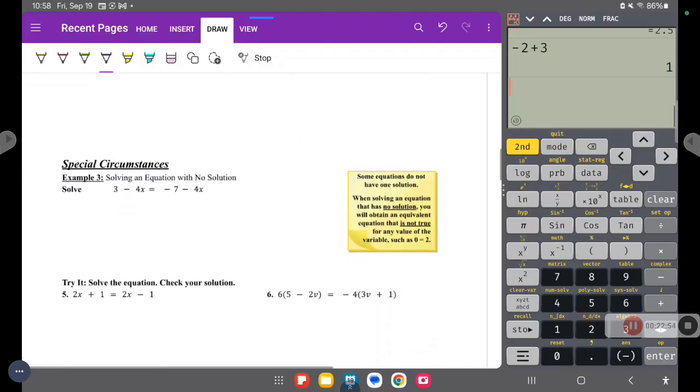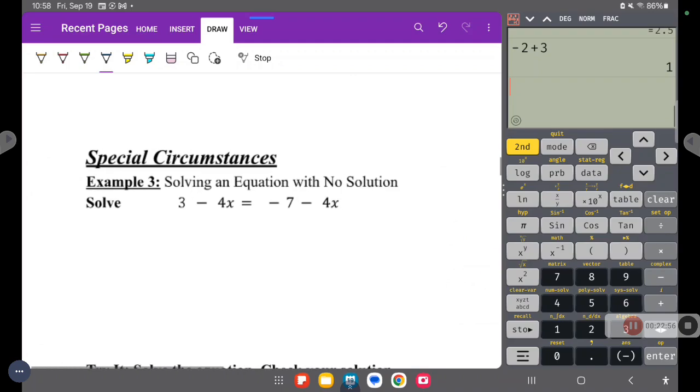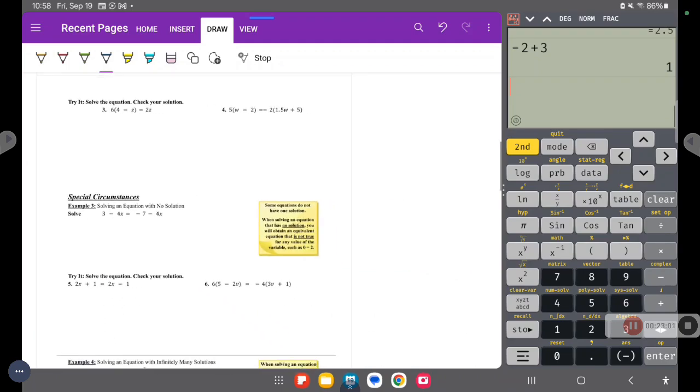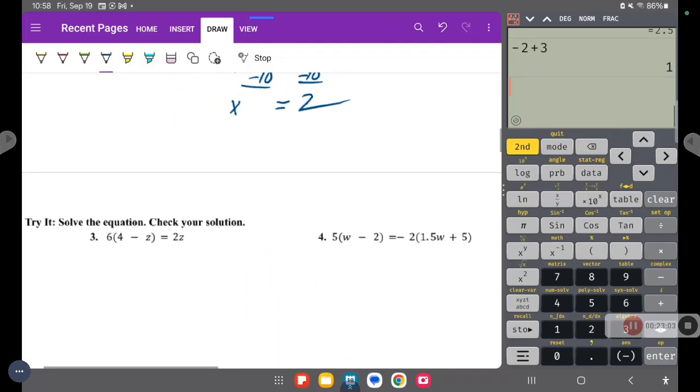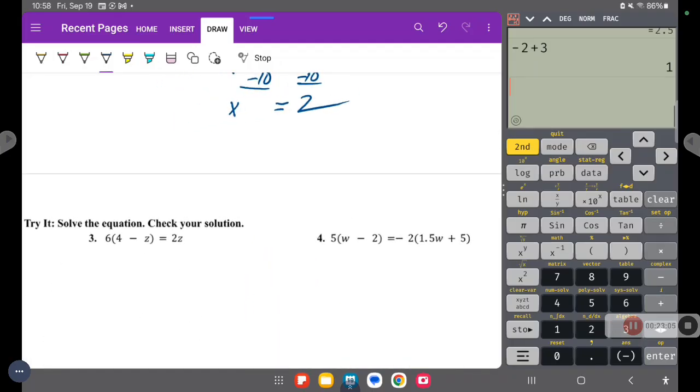Just look next week. There are some that have special circumstances. They don't fit the model. Don't you like it when things don't obey the rules? I don't either. I make them write times tables when they don't obey the rules.